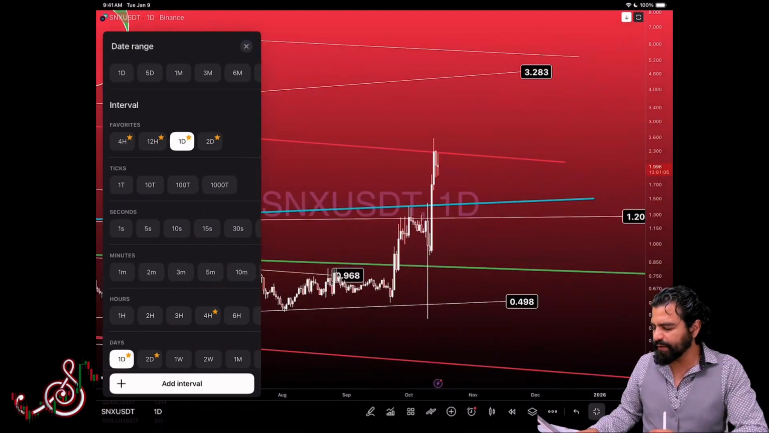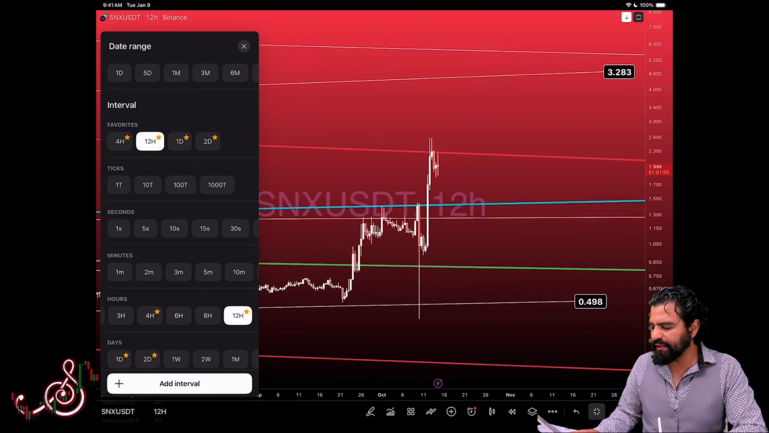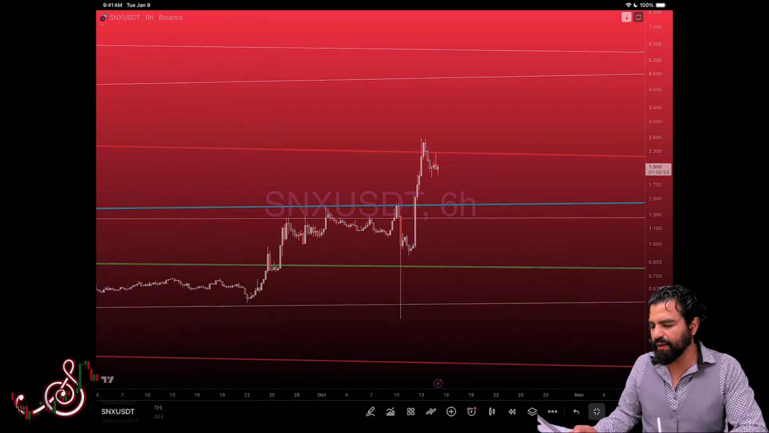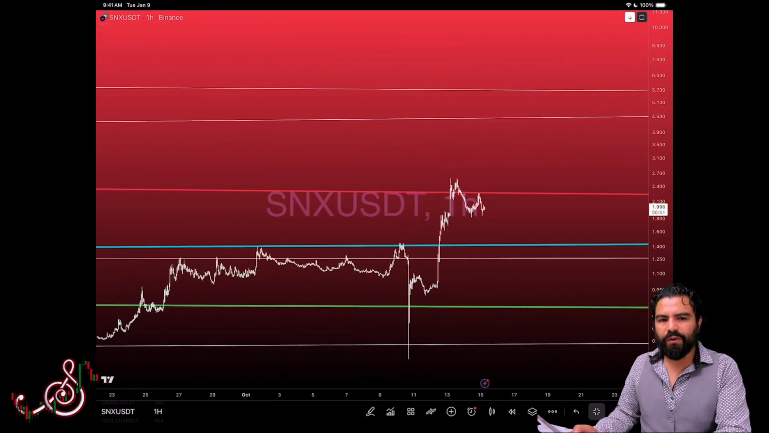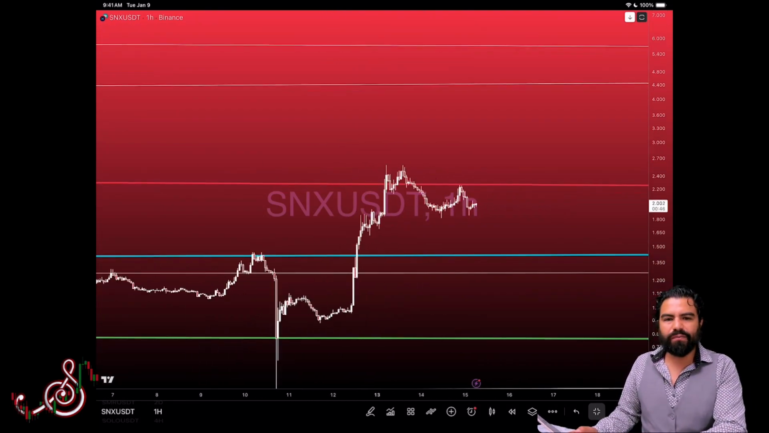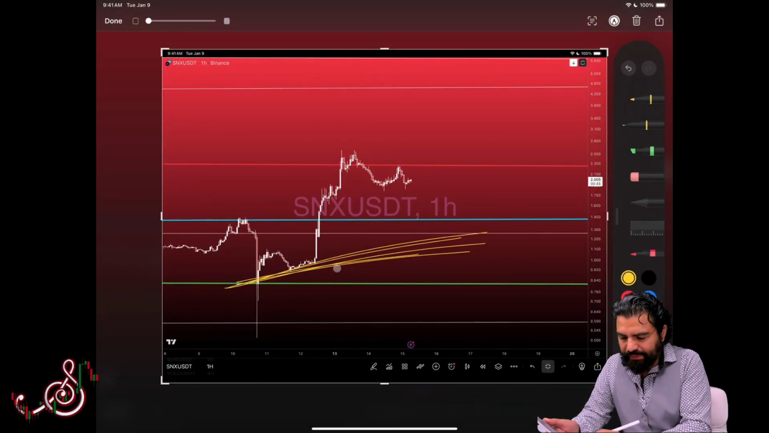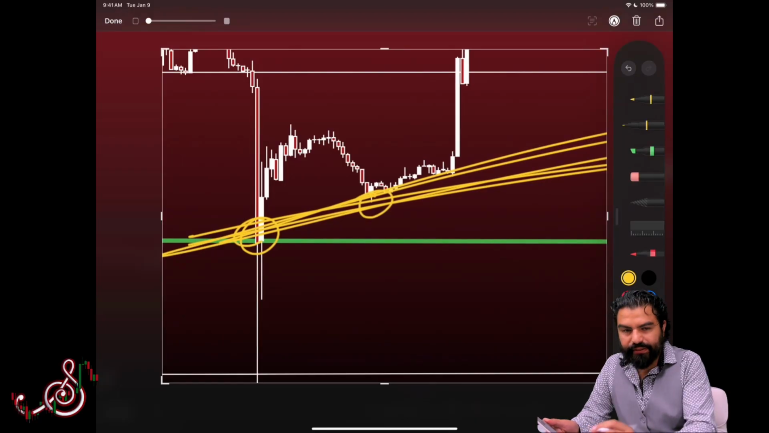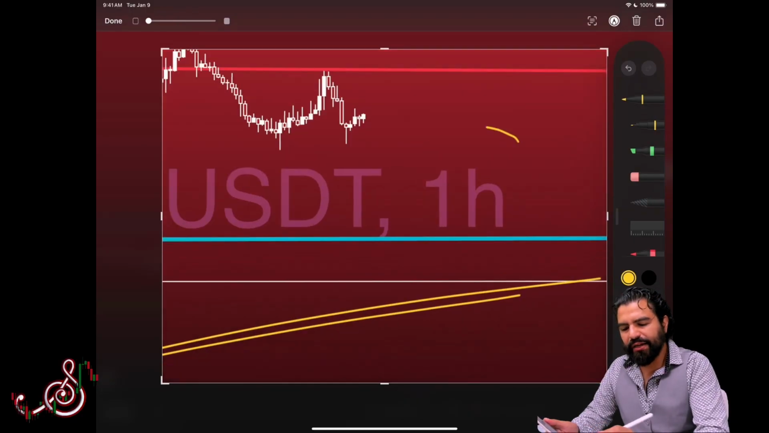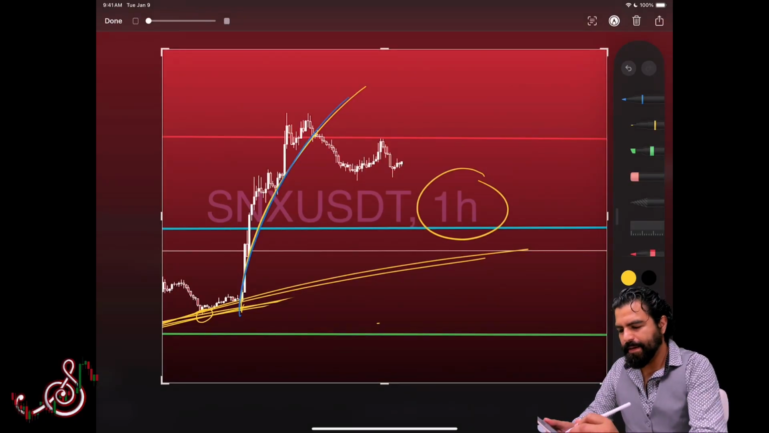Let's go further down to smaller time frames and see what's happening. Here's a 6 hour, here's a 12 hour, and here's a 1 hour. On a 1 hour chart, the foundational area is also telling us there's no major entry. Here's our foundational area based on these, somewhere here. And if we go all the way lower than a 1 hour chart, we do have a possible entry.